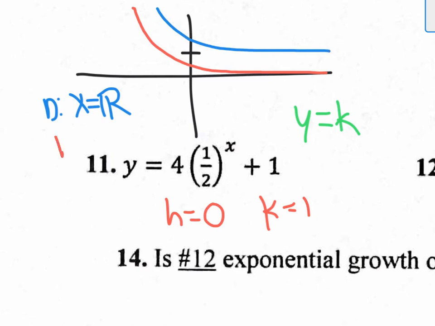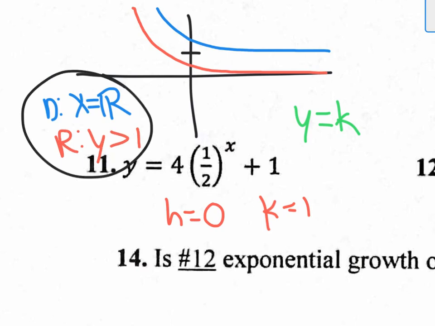The range of the blue graph is y. The y values are all above the y value of 1. Not or equal to, because that would imply that it actually touches the asymptote, and it doesn't touch the asymptote. So y is greater than 1, not greater than or equal to. So there's your domain and range for that exponential decay function.